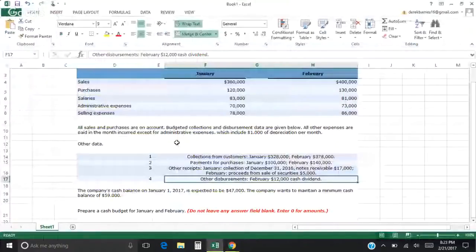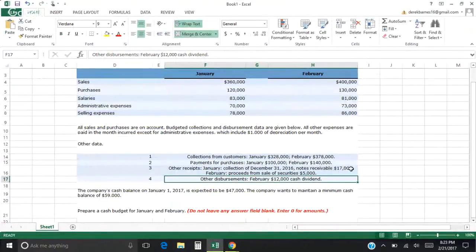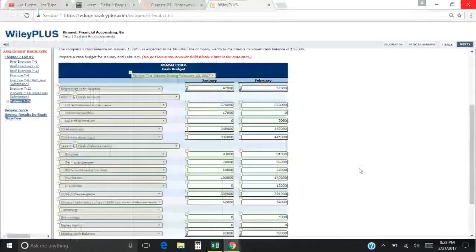Next, in our other data as well, it talks about some notes receivable we're going to receive in January of $17,000. And that's why we put it here. And in the instructions, it says if nothing occurs in the other month, make sure you put a 0 and not just leave a blank. So I put 0 in February. We're only going to get some cash on notes receivable in January, according to the other data.